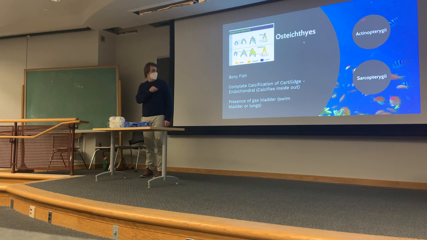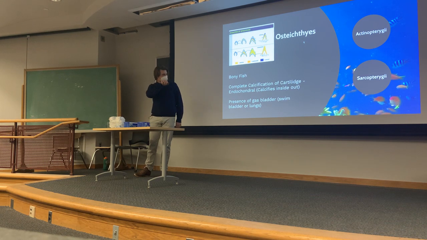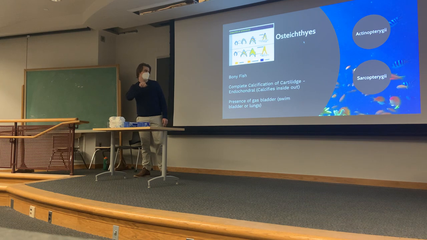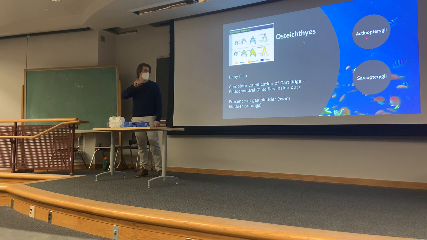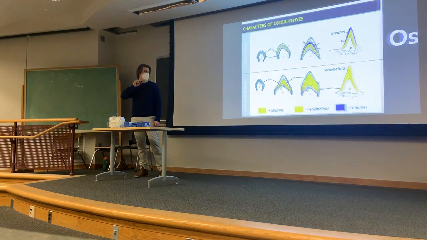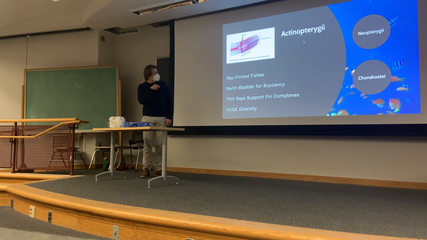Actinopterygii, so ray-finned fishes, and we saw on that slide earlier that this is where a lot of the diversity is. Sarcopterygians is what contains our tetrapods and our mammals, amphibians, reptiles, all that fun stuff. But a lot of the diversity is in here. Pay attention to this slide, because it's going to be important a little bit later.